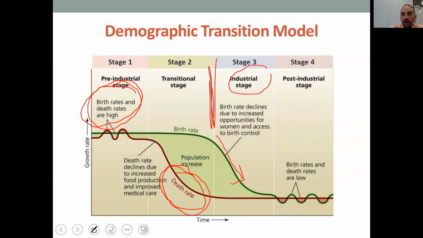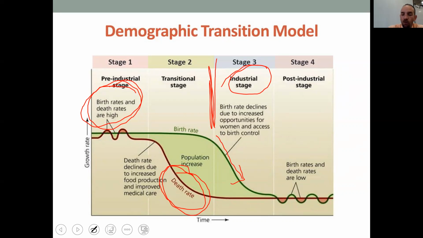Okay. Stage 3 is when they are now industrialized, meaning that their economy is booming. They have agriculture that's running very well. They have machinery in that area. You have a lot of business going on. So now they are industrialized. Stage 2 is called the transitional stage, where we're starting to see death rate fall.